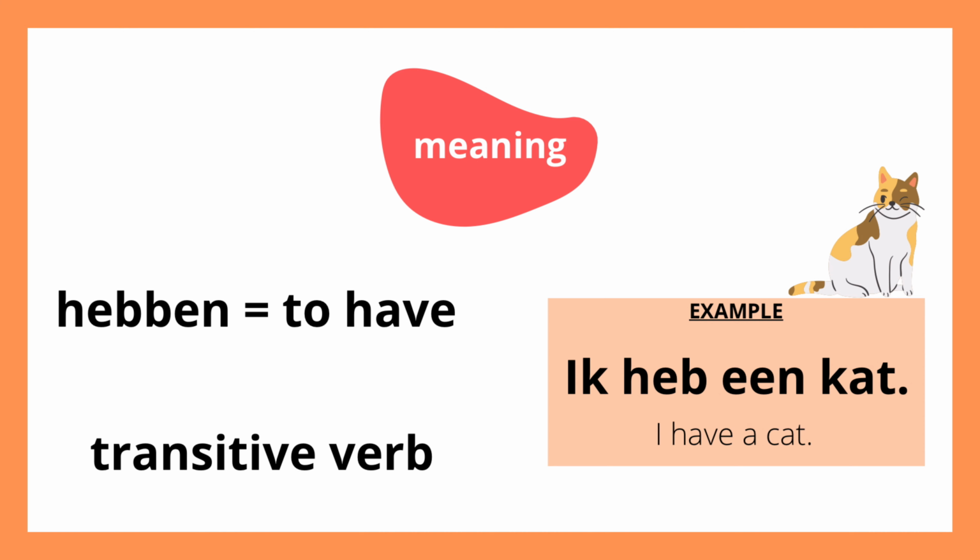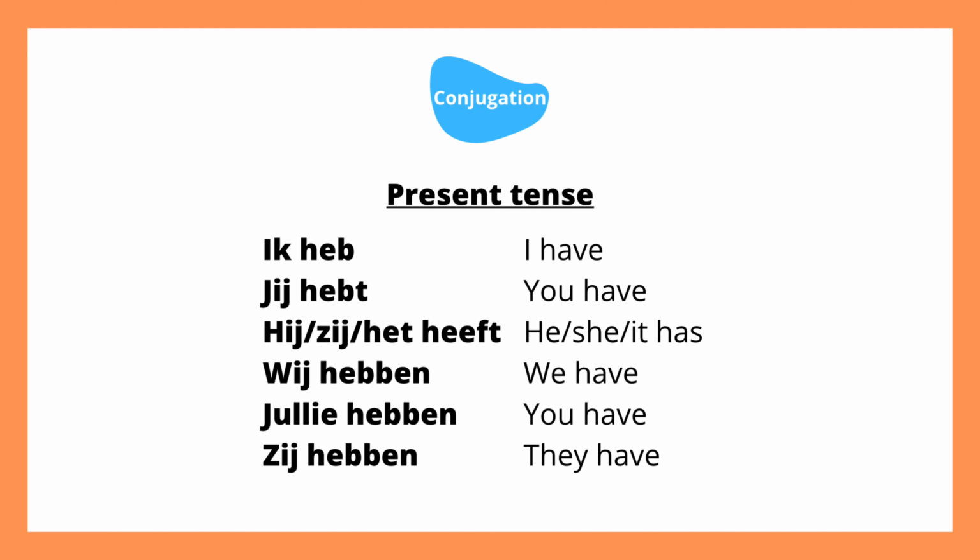Now, let's move on to the conjugation of the verb hebben. Like many verbs in Dutch, hebben is an irregular verb, which means that its conjugation doesn't follow a predictable pattern. Here's how it conjugates in the present tense. Ik heb, jij hebt, hij, zij, het heeft, wij hebben, jullie hebben, zij hebben.